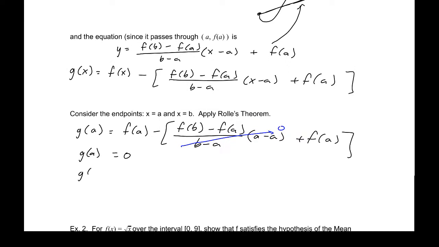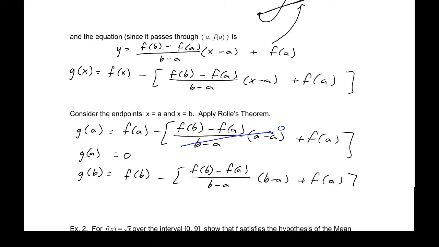Now g of b. Plugging in, that will be f of b minus f of b minus f of a over b minus a times b minus a, plus f of a. These two terms cancel, which then allows these two terms to cancel, which allows the entire thing to be 0.